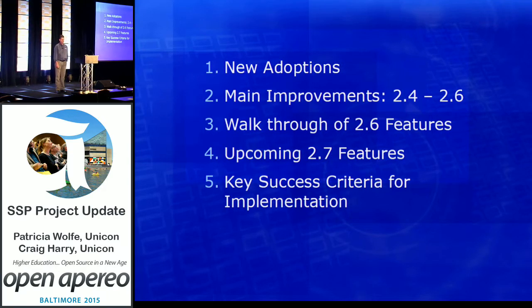12 months ago, the latest version was SSP 2.4. We're now on 2.6.1. So I'll walk through some of the major improvements that were made during that time. Then we'll walk through the features of the current version, some of the new things that are out, and talk about what we're working on for 2.7 currently. We've got a few schools contributing features there. And then we'll talk about key success criteria for implementations and our new implementation process that we developed.